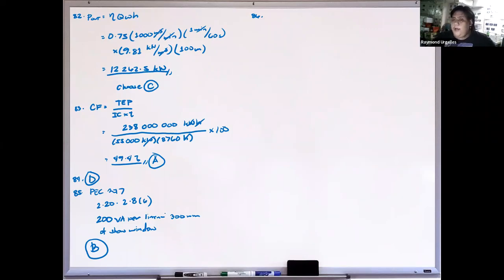Okay, tama ba? Pag continuous, i-multiply nyo pa kasi ito ng 1.25, ng 125%. Pag non-continuous, hindi nyo na kailangan i-multiply. Okay, tama ba? So kasi remember, continuous load is 125% of the ampacity. Di ba? Okay? So yun yung tatandaan nyo. So kaya hindi lang ito basta 200 volt amperes. So again, pwede rin itong ma-multiply sa 1.25 depending kung continuous load siya or not. Okay? Number 86. Okay?